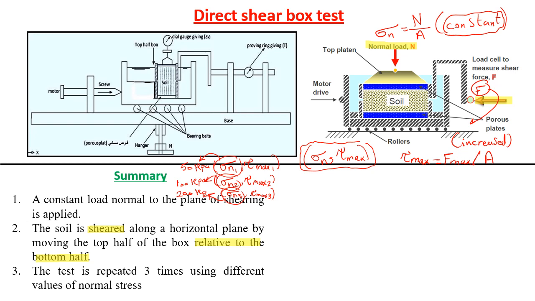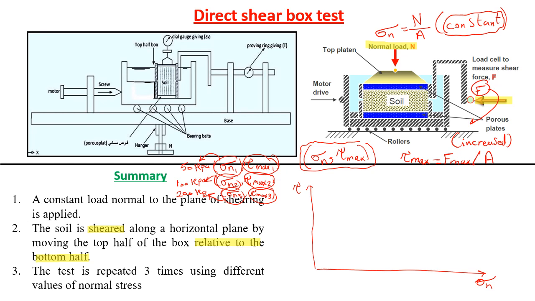So consequently, for every test you will obtain a different value of tau maximum, which can be written as follows: tau maximum 1, tau maximum 2, and tau maximum 3. The next step is to draw the relationship between shear stresses on the vertical axis and normal stresses on the horizontal axis. You are now going to draw the failure line or the failure envelope according to the Mohr-Coulomb failure approach.